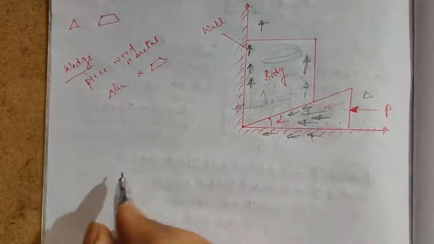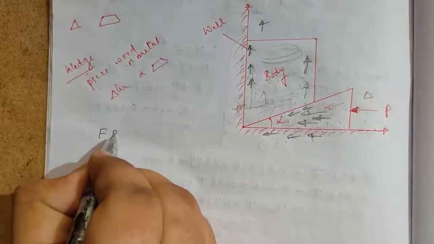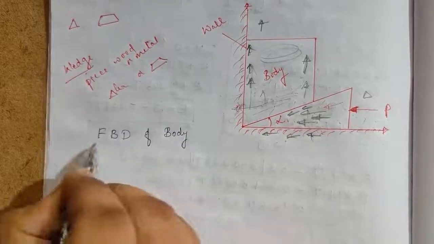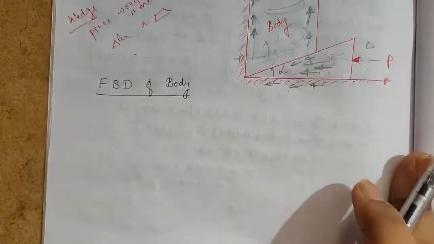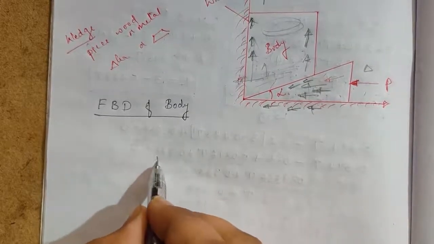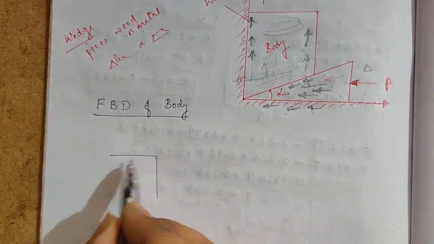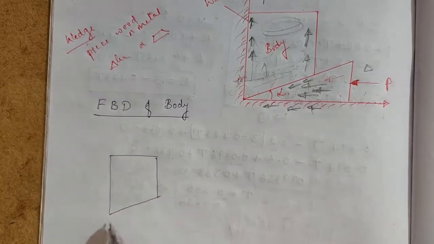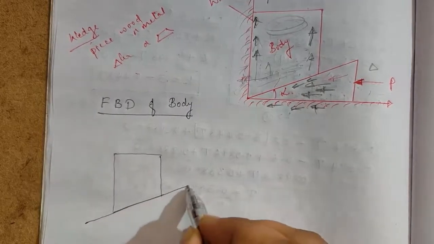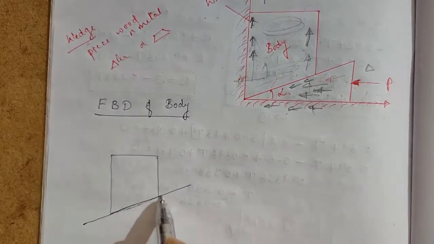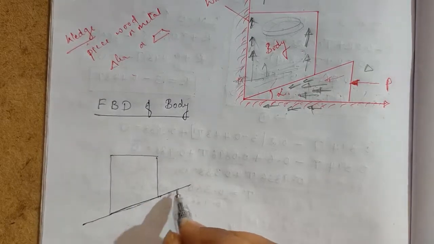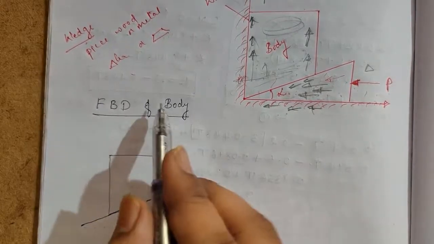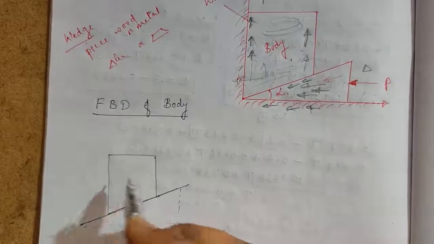So the free body diagram, FBD of this body. How will I take it? See, I'll draw the body first, somehow like this. So this is the surface. This is the wedge surface, right? This is the wedge actually, but it is imaginary, because I am drawing only the FBD of this body.